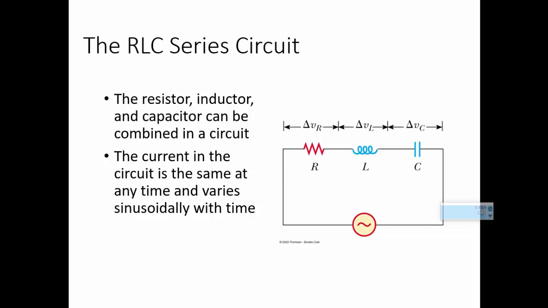The first thing I want you to understand and appreciate is that in this case there's a voltage drop across the resistor, a voltage drop across the inductor, a voltage drop across the capacitor, and this is the supply voltage. Now we are able to combine them in series. By the way, you treat this differently from the way you treat it in a DC circuit. The current in the circuit is the same at any time and varies sinusoidally with time. If we have a series circuit, the same current flows around the loop, and it varies sinusoidally with time.